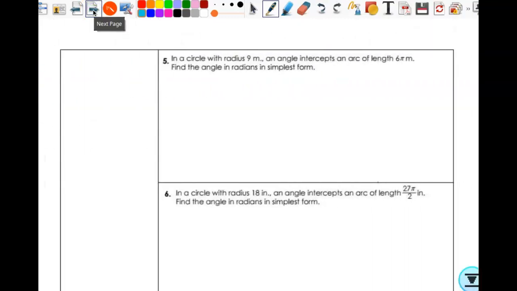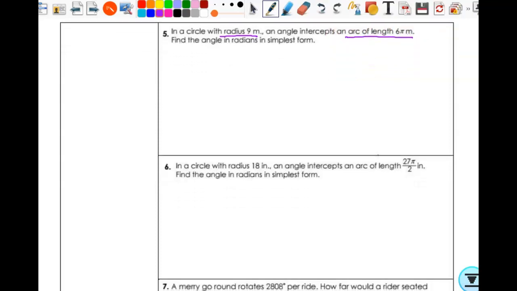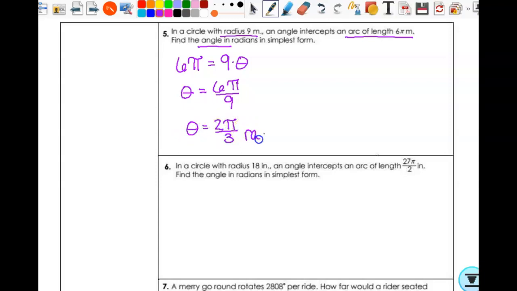Number 5. In a circle with radius 9 meters, an angle intercepts an arc length of 6 pi meters. Find the angle in radians in the simplest form. All right, so we have the arc length. It's 6 pi, and that's equal to the radius, which is 9, times theta. What do I do to get theta by itself? Divide by 9. Theta equals 6 pi divided by 9, and theta equals 2 pi thirds radians.